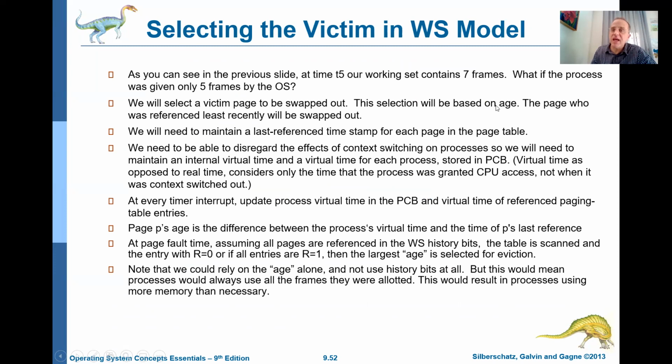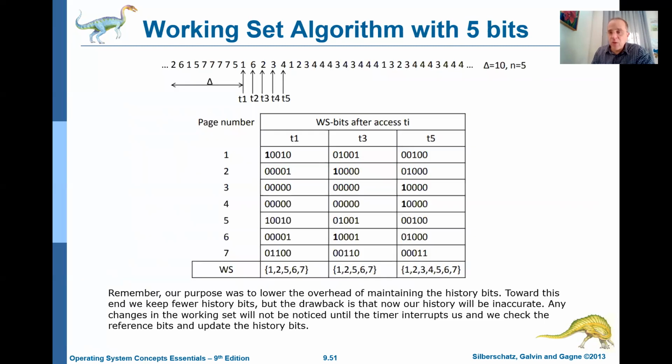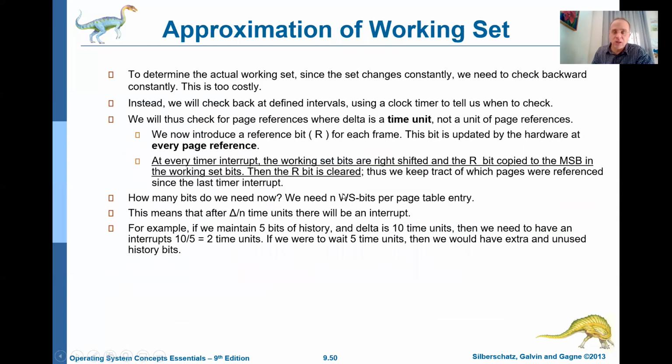This selection will be based on age. The page that was referenced the least recently will be swapped out. But to do this accurately, we'll need to maintain a last reference timestamp for each page in the page table. In other words, we need to know exactly when it was last referenced, because I don't want to just sort of look, all I know is, wait a second.